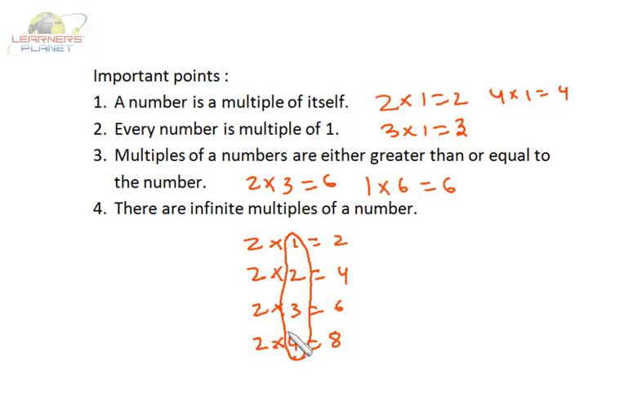Because we don't know the end number. So it's 1, 2, 3, 4, 5, 6, 7, 8, and the series will go on till infinity. So we cannot find out the last multiple of 2. There are infinite multiples of a number. I hope you are clear.